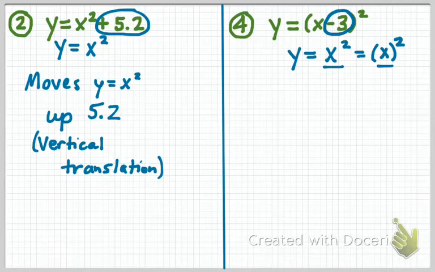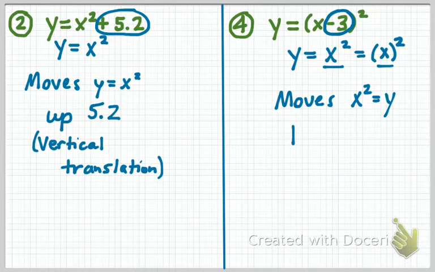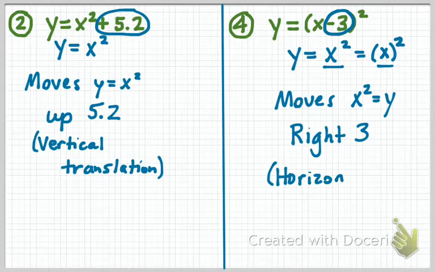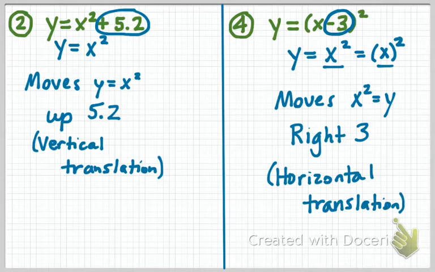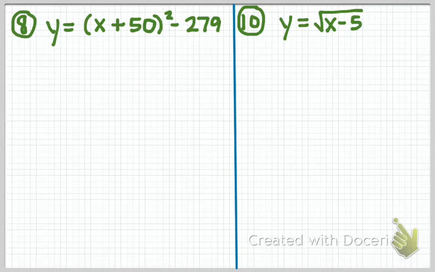So because we have an inside change, that's horizontal and backwards from what we would normally say. So since I have a minus 3 inside, this moves x squared, or y equals x squared, to the right 3. And then that would also have a more sophisticated name of a horizontal translation. So if you want to be really impressive, you would say we have a horizontal translation of 3 steps to the right.